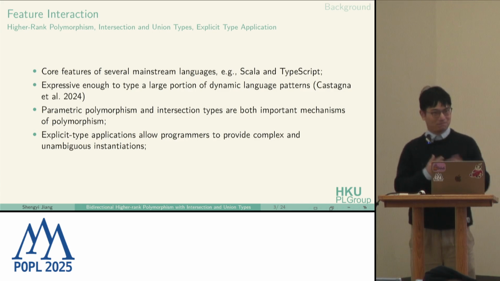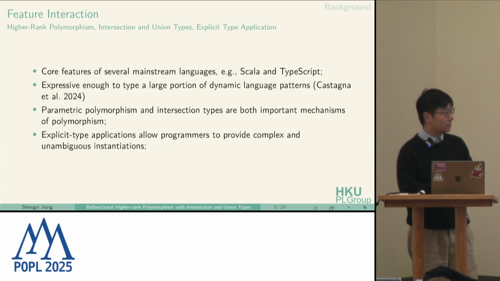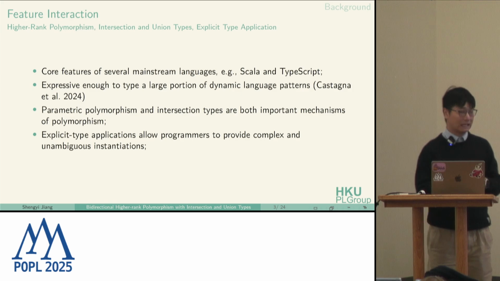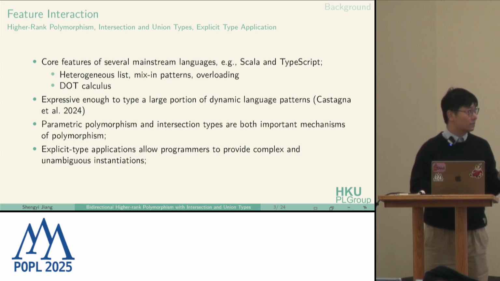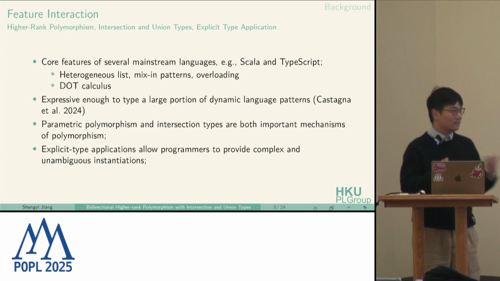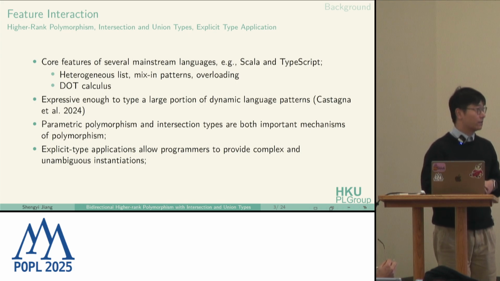And these 2 sets of features were studied independently by various works, but their interaction or combination was rarely studied. But we think it's an interesting problem for various reasons. First, they are both core features of several mainstream languages like Scala and TypeScript. In TypeScript, you use these intersection union features to represent heterogeneous lists, mixin patterns, overloading, and various other patterns in dynamic languages. In Scala, intersection union types also appear in the DOT calculus.